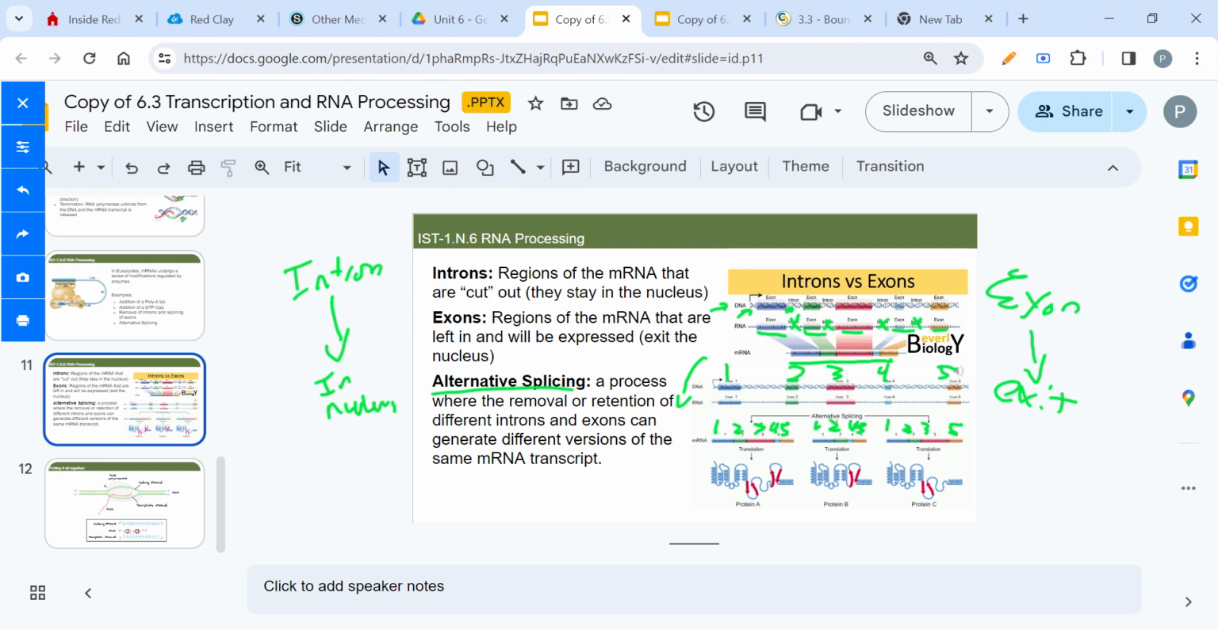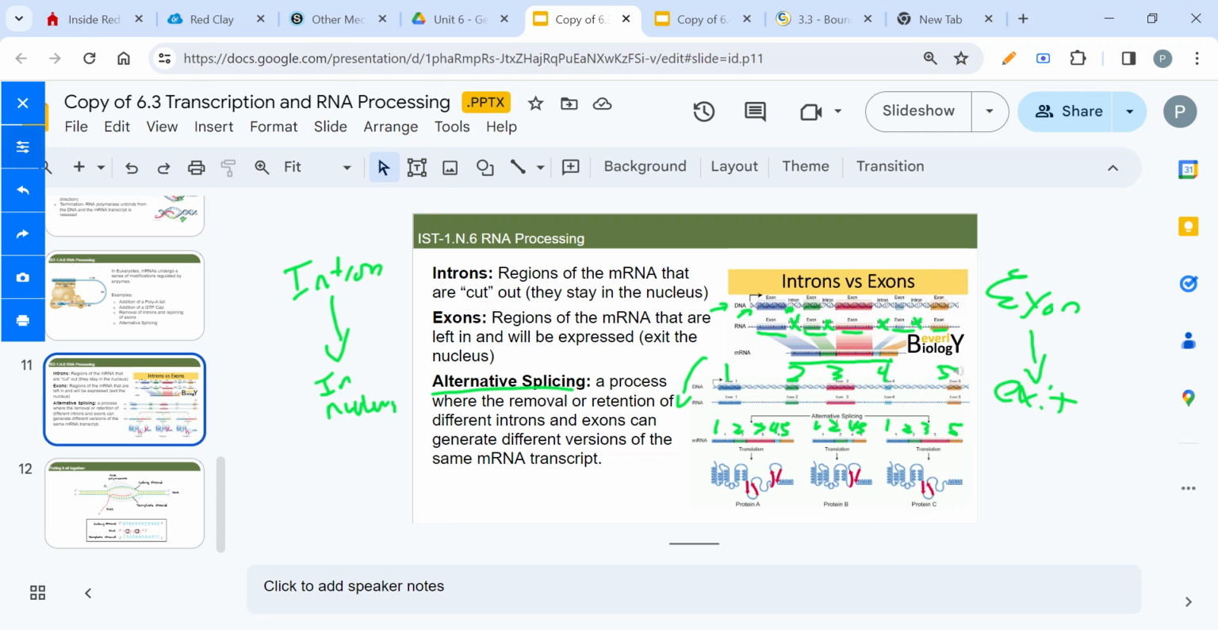This is alternative splicing. So we're going to see this in a hemoglobin gene that I have, where we can actually see how we can splice it at different parts in order to get different proteins out of it. So you're able to get a lot of different proteins, different combinations, I guess, like outcomes from it.